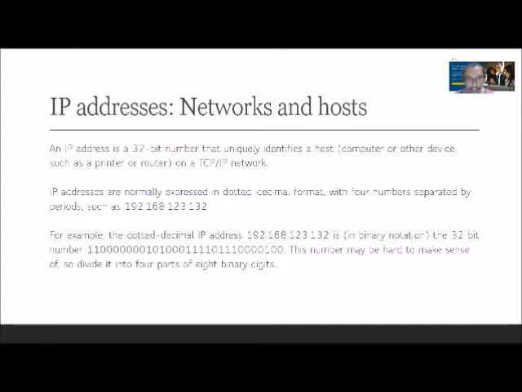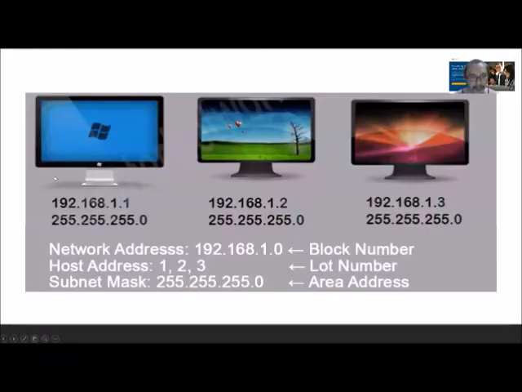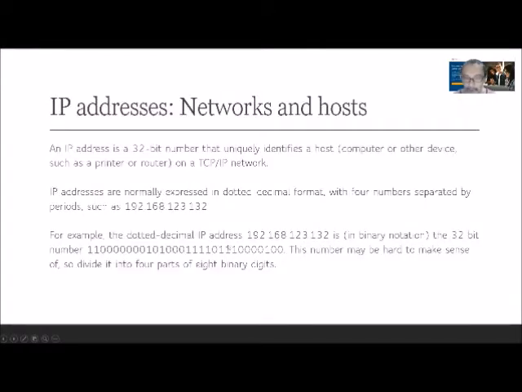Now, IP addresses are normally expressed in dotted decimal format, with 4 numbers separated by periods, such as 192.168.123.132. It's not 192.168, this is not an FM radio, okay? So we say or we mean 192.168.123.132. In binary, a 32-bit number is expressed in all 1s and 0s, and so on and so forth.